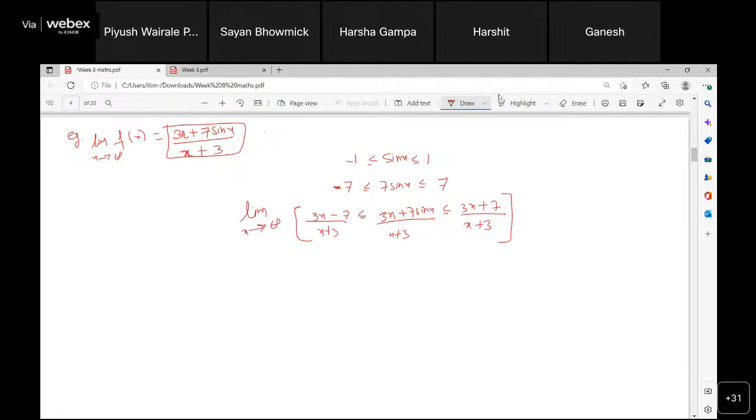Okay, here tell me what is the answer for the limit x tends to infinity for this particular f of x? I think in the last session, in the week 7 session, I discussed this. 3, right? How to solve that? Taking x common from the numerator and denominator, then taking x common from the limit. So we'll get 3 plus 7 sin x by x upon 1 plus 3 by x, right?